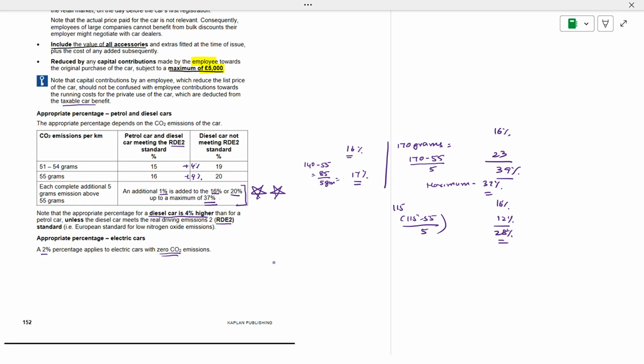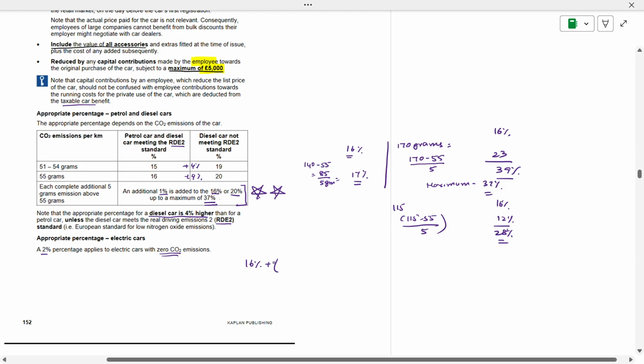We have to start with 15. It is less than 54. If it is more than 55, we have to start with 16%. That is the reason. What we have done is 16% plus. We have 187.